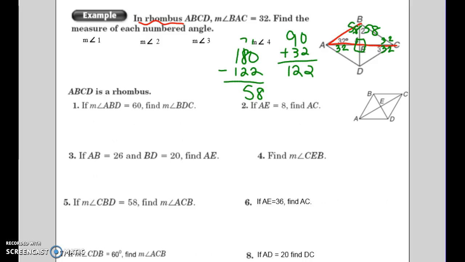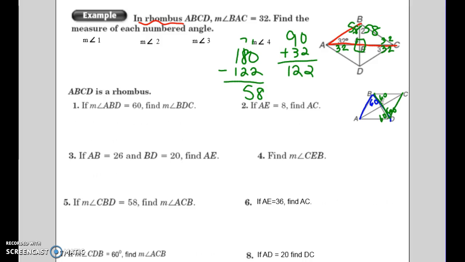Okay, on the next one, angle ABD is 60 degrees. How big would angle BDC be? How big would this angle be? If this one is 60, how big is this one? 60, right? Aren't they alternate interior? And if that one's 60, this one's 60, this one's 60, and that one's 60.